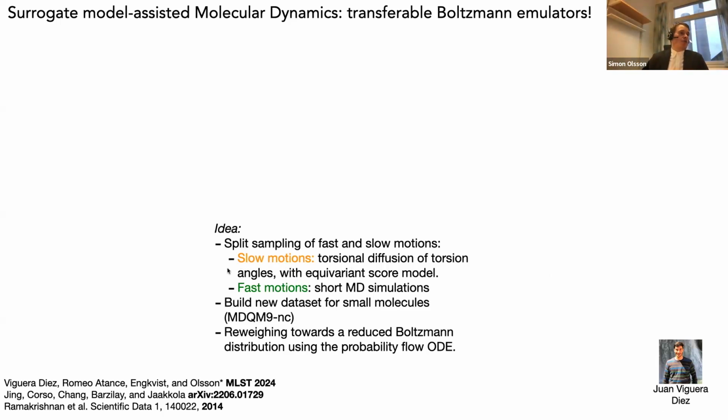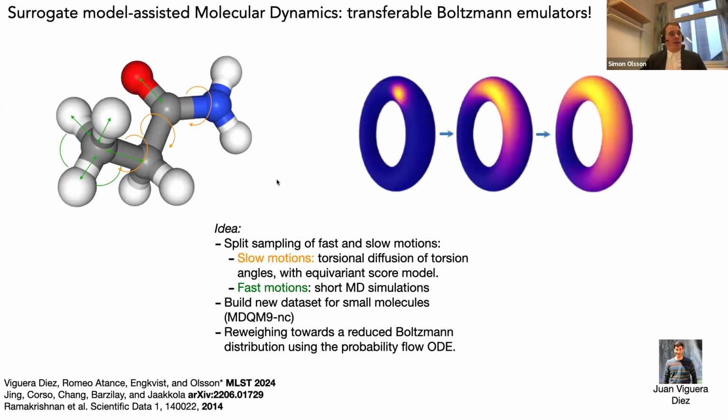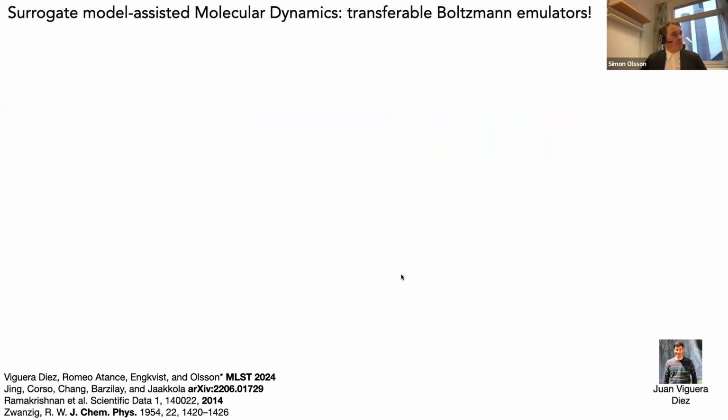The way that this was implemented was that we have the slow degrees of freedom, which we characterize by torsion angles. We learn a torsional diffusion model to represent the Boltzmann distribution in this reduced space. We generate samples and run short simulations on this. So the process is as follows. We have our Boltzmann emulator model.